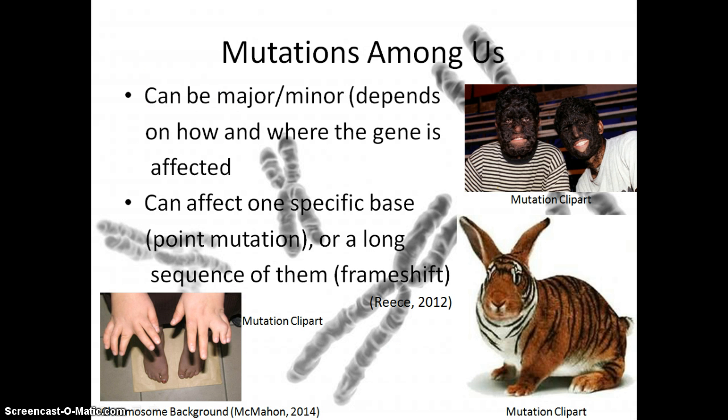So, mutations among us. They can be major or minor, depending on how and where the gene is affected, and they can affect one specific base, which is known as a point mutation, or affect a long sequence of them through addition or deletion, which then, as a result, affects the rest of the sequence of DNA base pairs as they are combined in sets of 3, so whenever one of them is affected, the rest of the sequence would be affected as well.